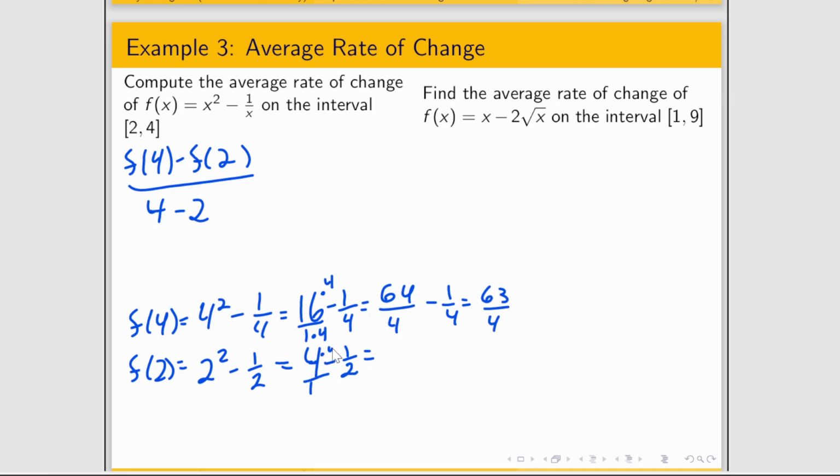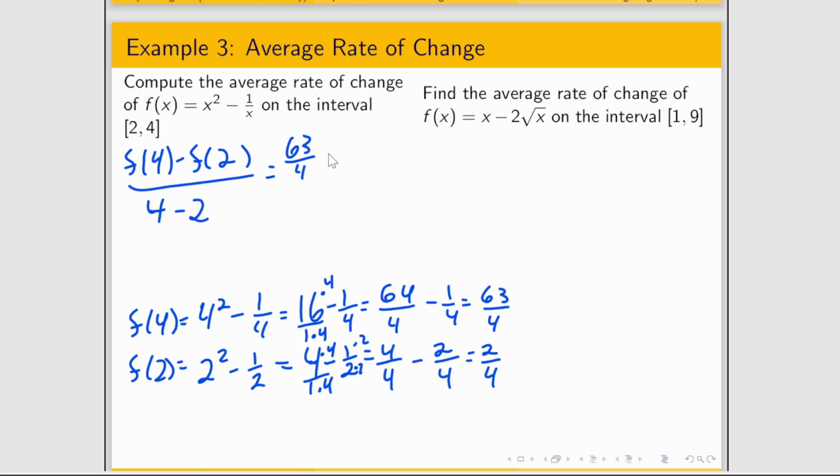Here 4 over 1, if I want to convert that to fourths, then I need to multiply both the top and the bottom by 4. That gets me 16/4. Minus, if I want to convert 1/2 to fourths, I multiply both the top and the bottom by 2. That would be 2/4. 4 minus 1/2 is 16/4 minus 2/4, which gives me 14/4. The reason why I did that is because if I was going to do this by hand, that would require a little bit of fraction manipulation, and if I'm going to be adding and subtracting fractions, at some point I need a common denominator.